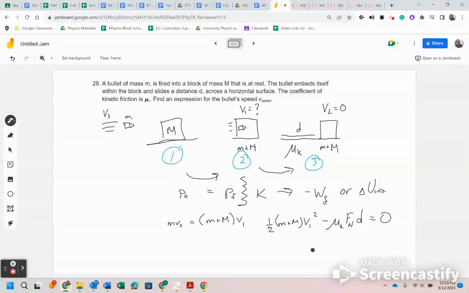So looking at this, in order to determine what the initial speed of the bullet is, we would have to solve for the speed after the collision using energies. So I can move the work done by friction to the other side of the equation, which means I would then have 1/2 times the quantity m plus capital M v1 squared is equal to mu k times m plus capital M times g, which would be the normal force, times d.